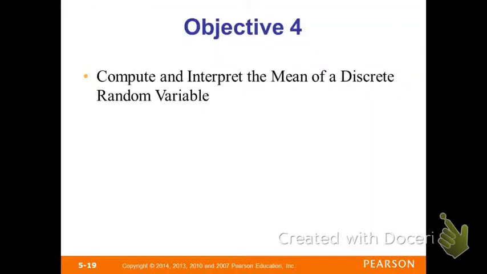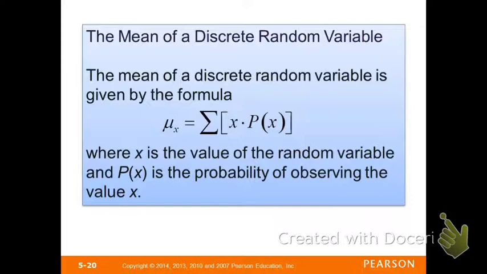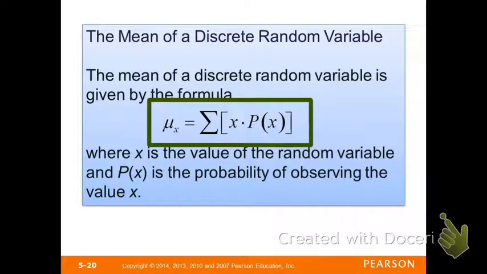So now computing and interpreting the mean of a discrete random variable. And this is the same as it's always been, the same as it was in previous chapters. The mean of a discrete random variable is given by the formula, the mean of x, or this is the population mean, right? Mu is the population symbol. So the mean of a random variable x is equal to the sum of all the x's times their probabilities, where x is the value of the random variable and p of x is the probability of observing the value. All right, so this formula is not really that difficult to put into play.